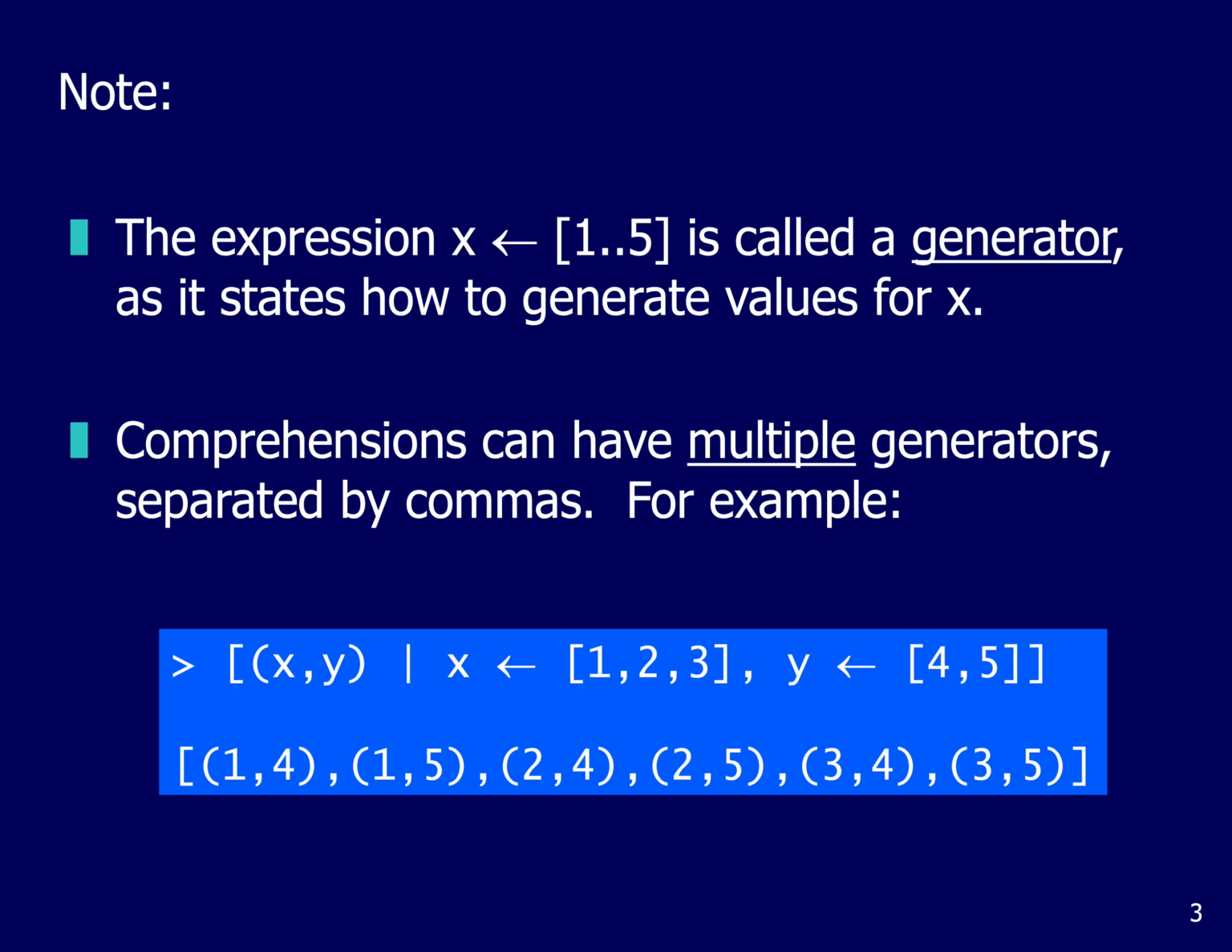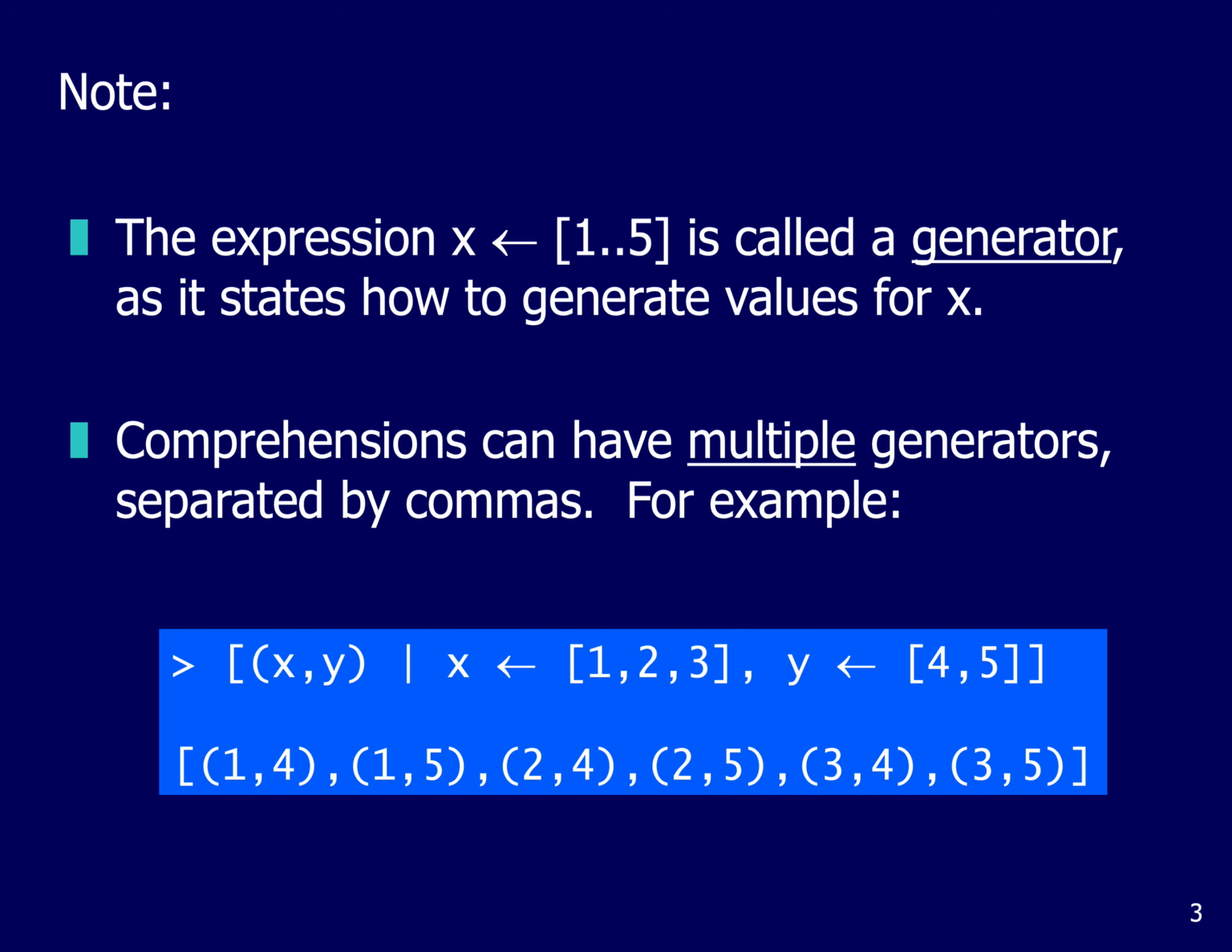So there's going to be 3 times 2, which is 6 ways of forming a pair. What you see in the output is all possible pairs of a number between 1 and 3 and a number between 4 and 5. And again, there are 6 different ways of doing this.